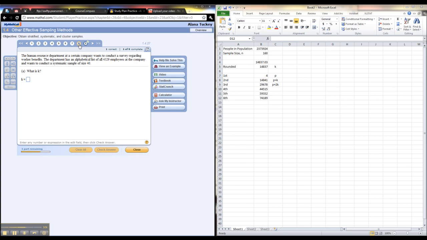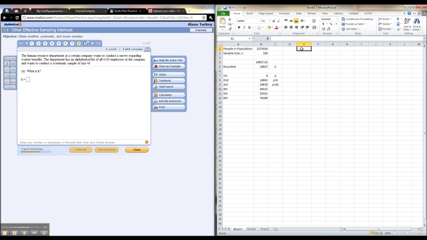So I want to look at one more that I've also received questions on, which is number 27. The Human Resource Department at a certain company wants to conduct a survey regarding worker benefits. The department has an alphabetical list of 4,529 employees and wants to conduct a systematic sample of size 40. Okay, so you've got the same idea.